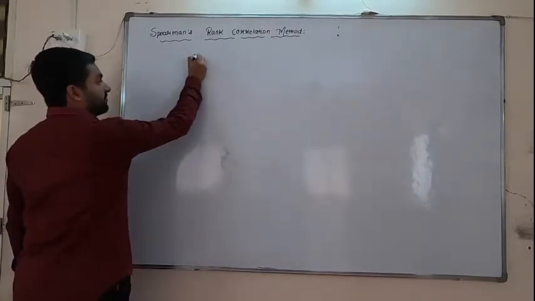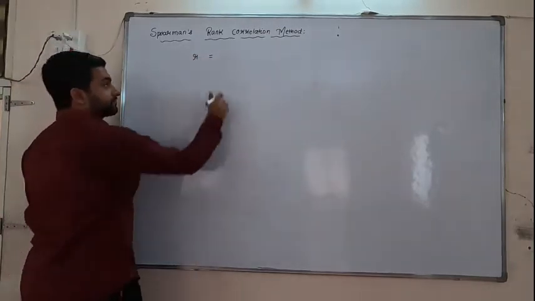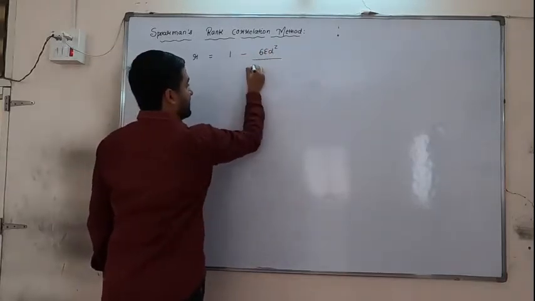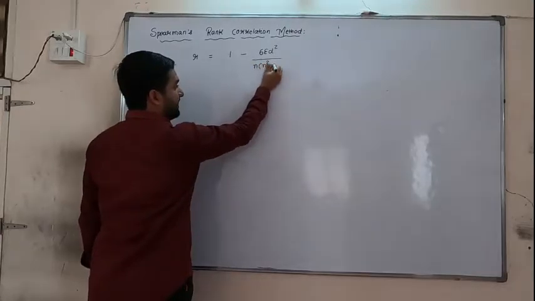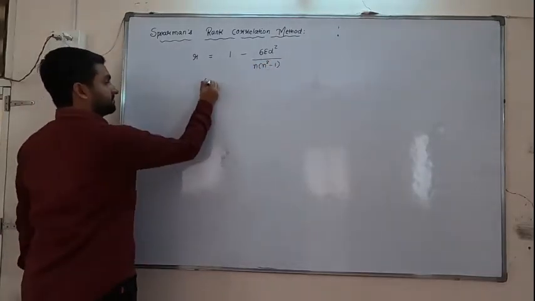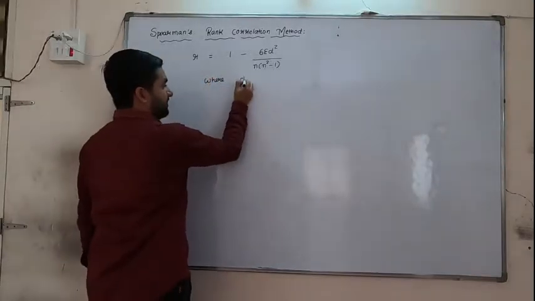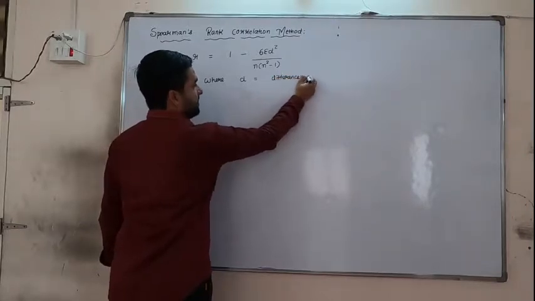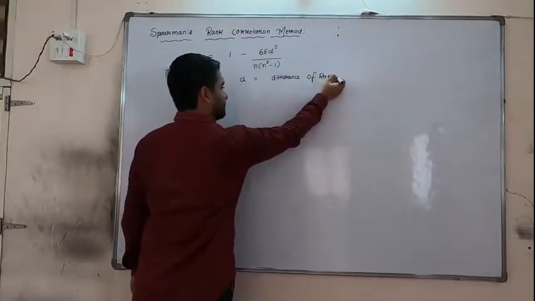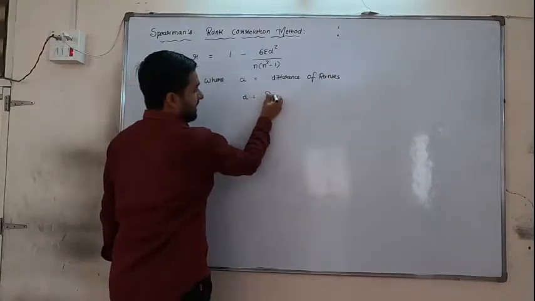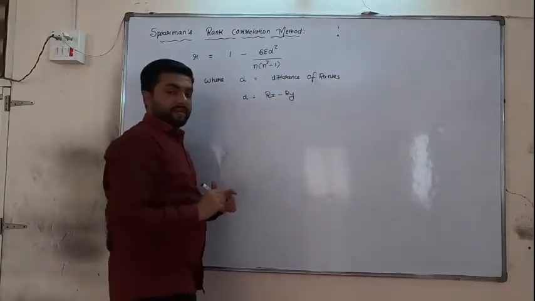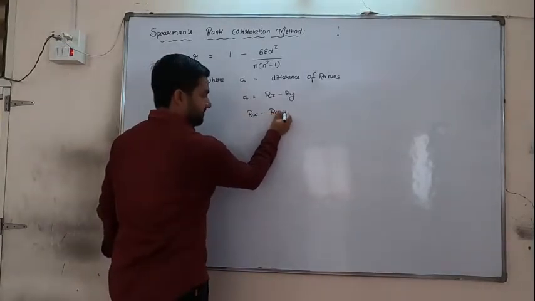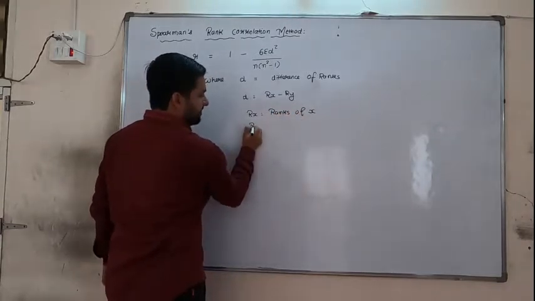Let's write the formula. Only one formula is there. R equals 1 minus 6 sigma D square divided by n into (n square minus 1), where D is the difference of ranks. D equals Rx minus Ry. It is a fixed formula. Rx is the ranks of X, and that will be given.